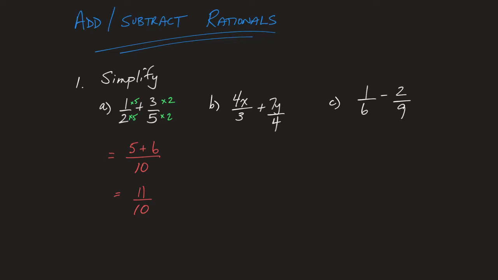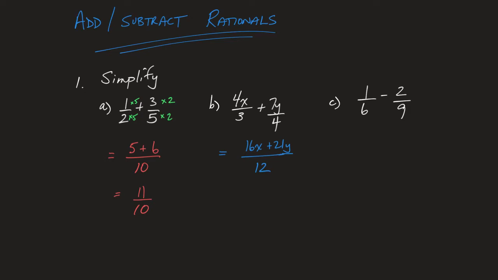Okay, we take a look at B. B, I've got different size bits again, thirds and fourths. So my common denominator can be 12. That means that my first fraction, I multiplied my bottom by 4, so I have to multiply my top by 4. My second fraction, I multiplied the bottom by 3, so I've got to multiply my top by 3. And we come in on that, and we should be good. Can't simplify any further.